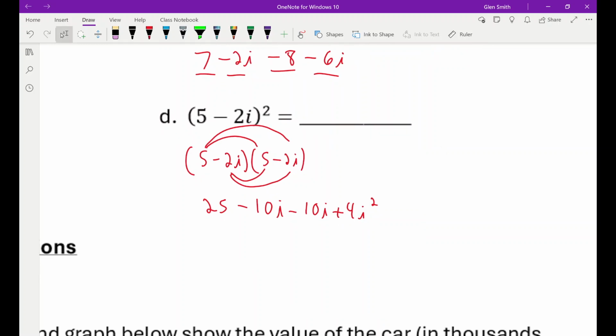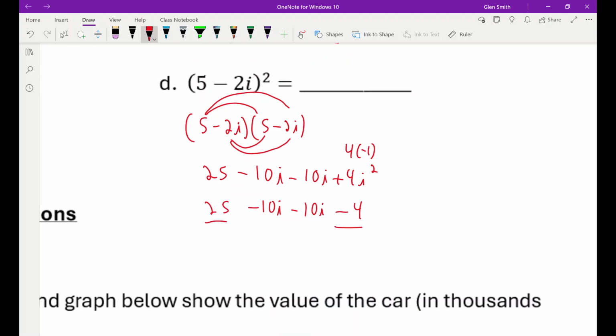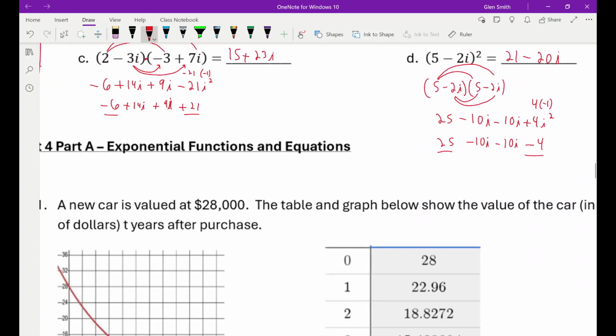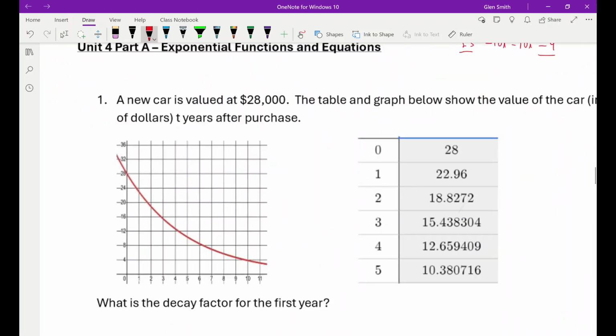And anytime you multiply these things with these i's floating around there, you're going to get an i squared at the end like this. And that i squared just becomes that negative 1. So instead of plus 4i squared, it's really 4 times negative 1, so it's really a minus 4. But we have minus 10i and minus 10i, 25. And we combine like terms. So 25 minus 4 is 21 minus 20i. Okay. Here we go.